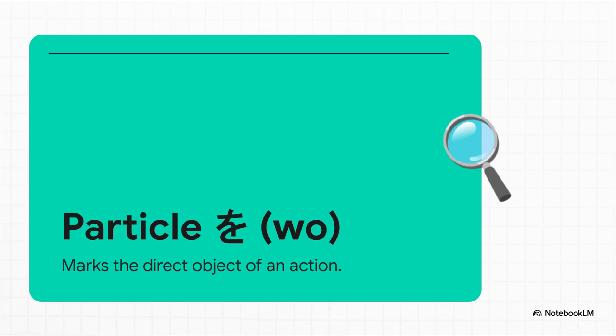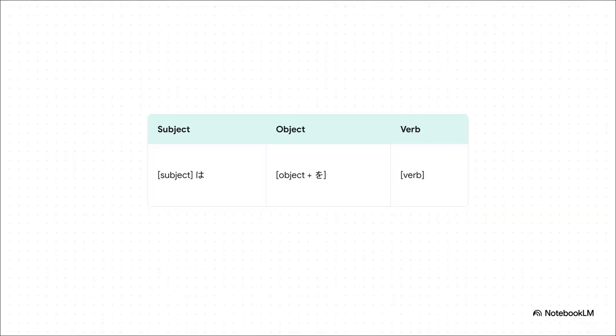It's really that straightforward. And what's awesome is how predictable the sentence structure is. You have your subject, then the object with O attached right to it, and the verb always comes at the end. Once you get this pattern down, you'll start seeing it everywhere.